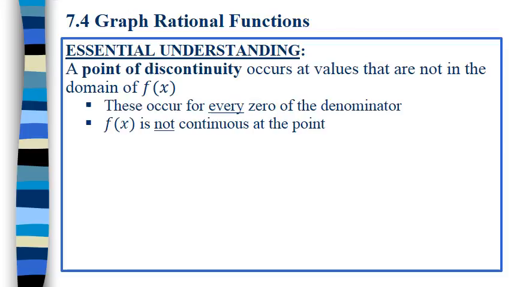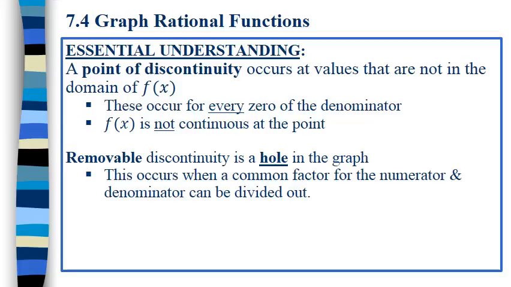Before you can graph rational functions, you need to understand that there are 3 different points of discontinuity. Okay? They occur every time the 0 can be in a denominator, right? Every factor in the denominator could potentially be a point of discontinuity. F of x is not continuous at that point. Okay, so there are 3 types of discontinuity.